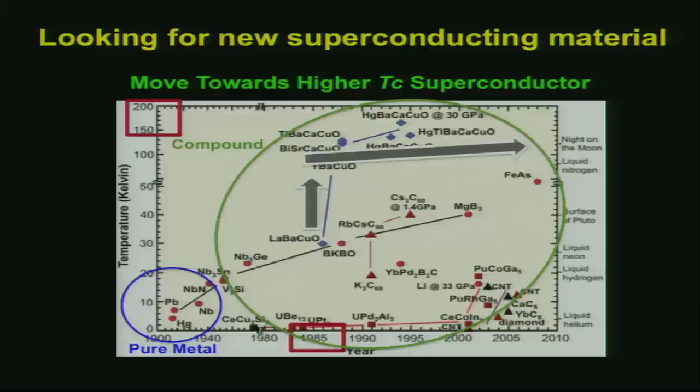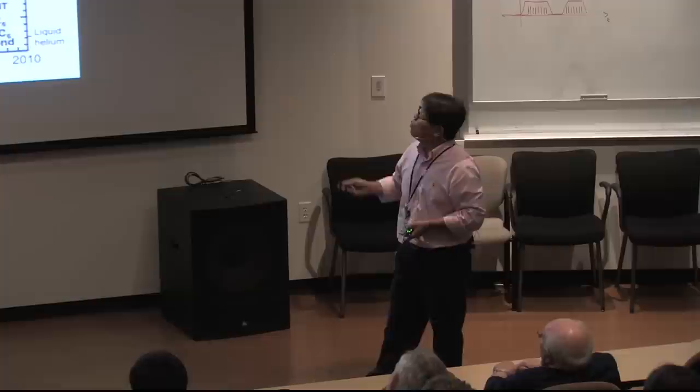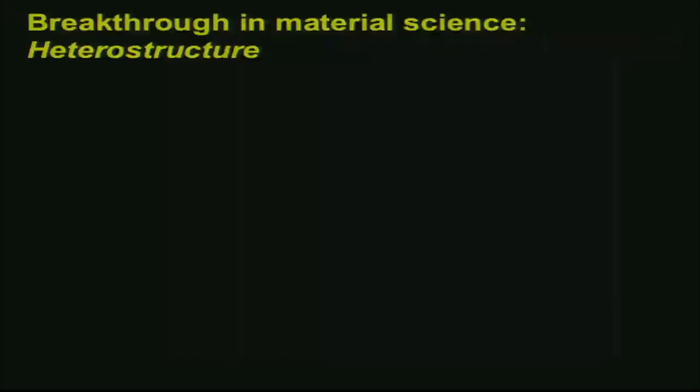However, after that, 30 years have passed, but the temperature has still saturated. But we need a room temperature material. I don't know when it will happen, but we need some breakthrough in material science. One example is people trying to use heterostructures to overcome that limit, the saturated temperature issue.